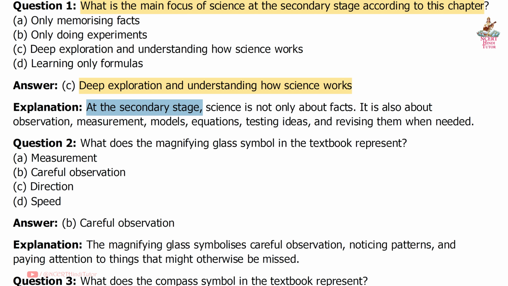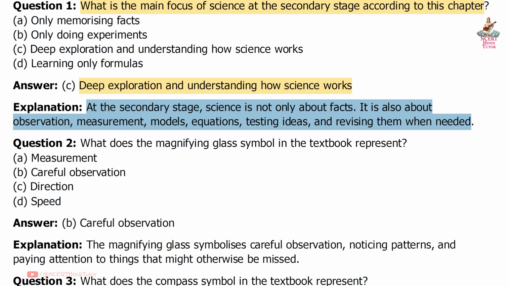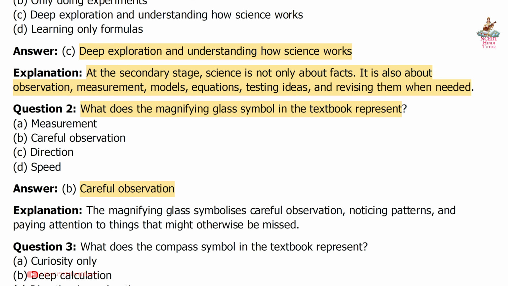Explanation: At the secondary stage, science is not only about facts, it is also about observation, measurement, models, equations, testing ideas, and revising them when needed. Question 2. What does the magnifying glass symbol in the textbook represent? Answer B. Careful observation. Explanation: The magnifying glass symbolizes careful observation, noticing patterns, and paying attention to things that might otherwise be missed.